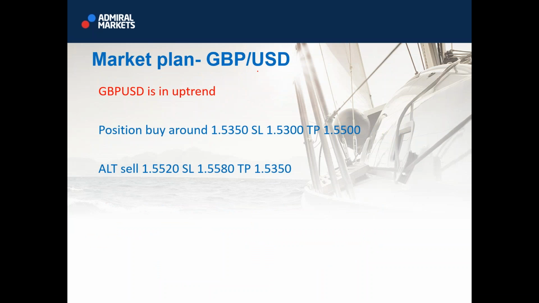Pound dollar, as I said a week or 2 weeks ago, I really think that pound dollar is more inclined to go up than down. And at present time, we have possible two-way trading. We can buy around 53.50 with stop loss of 53 and try to sell around 55.20 with stop loss of 55.80 and target of 53.50.